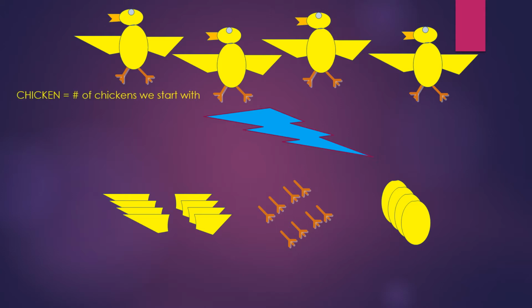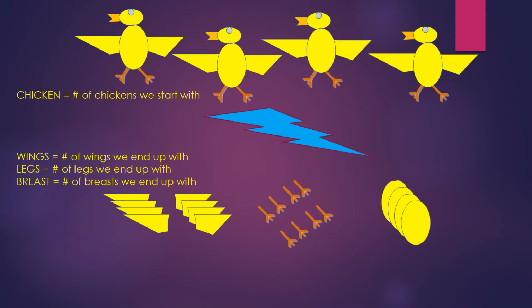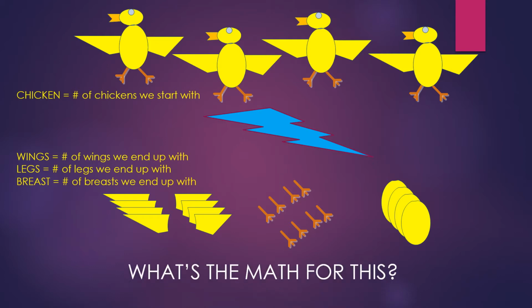If I let chicken be the number of chickens that we start with, and then I let wings be the number of wings we end up with, legs and breasts being defined similarly, the number of breasts and legs we end up with, then how are these quantities related? What's the math that talks about this stuff? Well, here's some advice you might get on this problem.